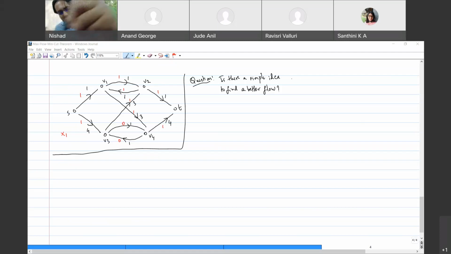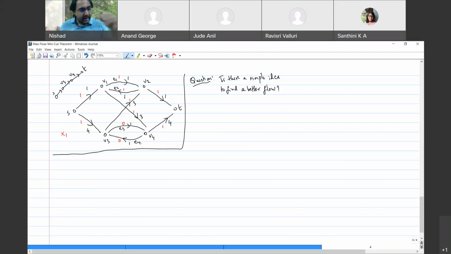So look at this path. S to V3 to V4 to T. The capacities are 4, 1, and 4, and the current x values are 1, 0, and 1. So we can increase 1 on all of those and get a better flow. Just to be very clear, because there are two-way arcs, I want to label these E1, E2, E3, and E4. We will find this useful later.